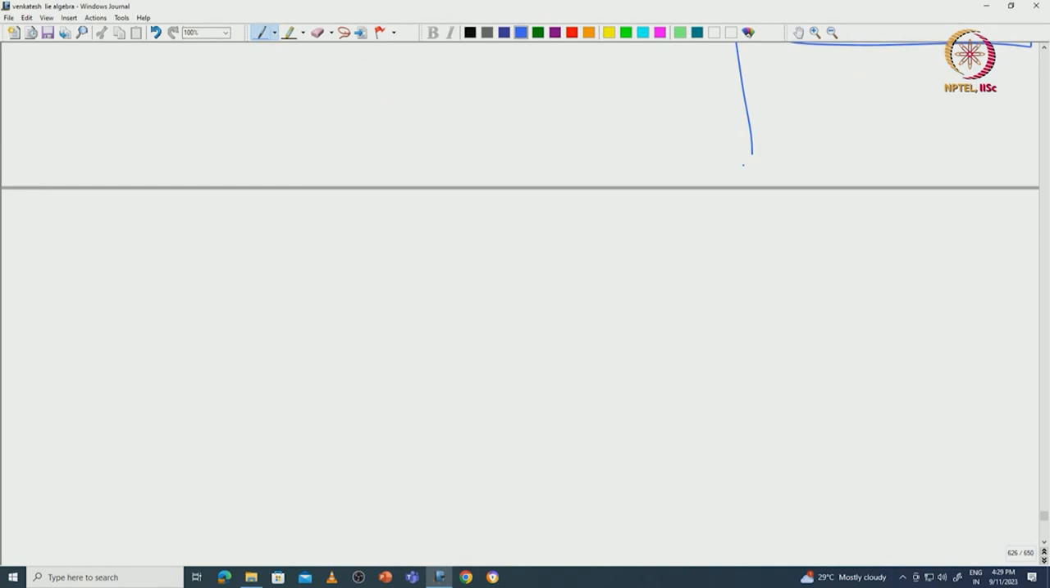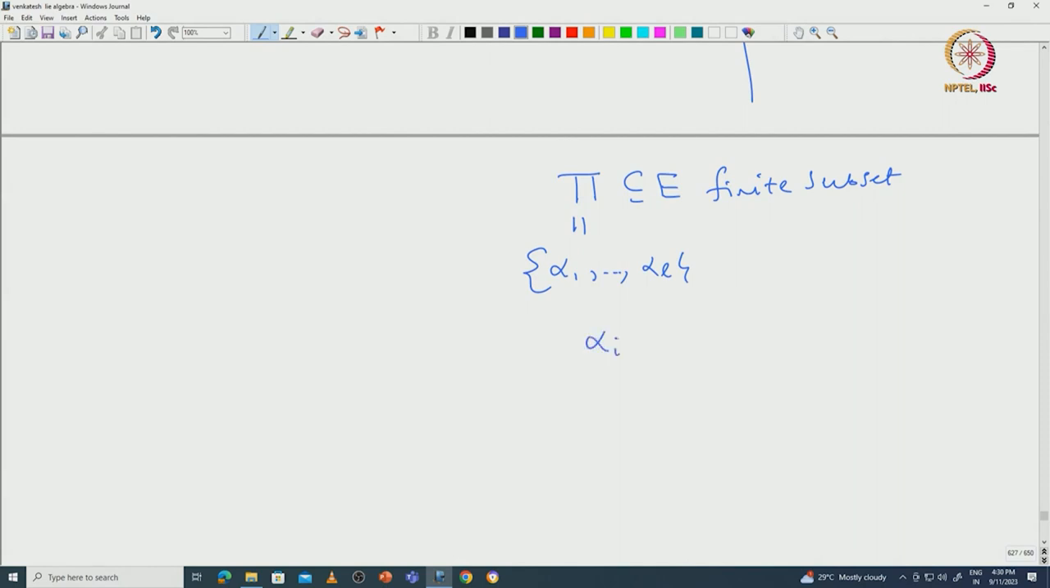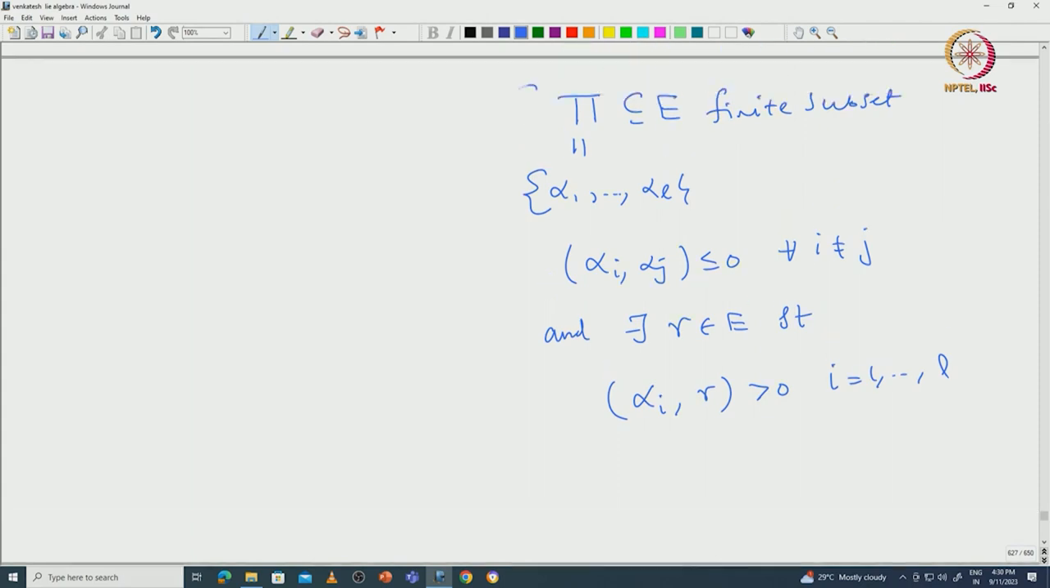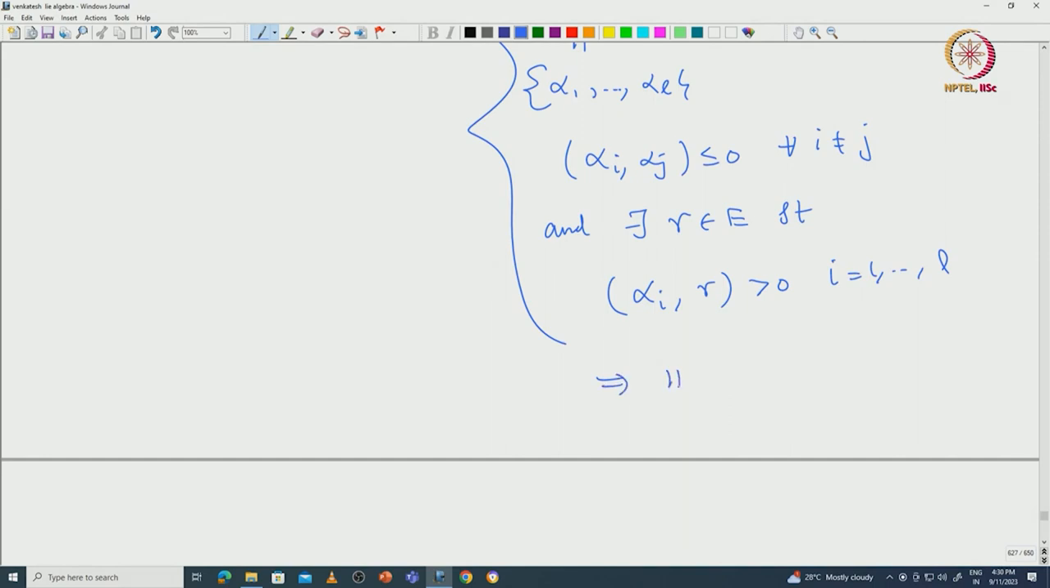Let me recall here. If we have Π, a finite subset of E, labeled as α₁ through α_L, such that the inner product (αᵢ, αⱼ) is less than or equal to 0 whenever i is not equal to j, and there exists γ inside E such that all the αᵢ's lie on one side of γ, for all i from 1 to L, then these data force Π to be linearly independent.